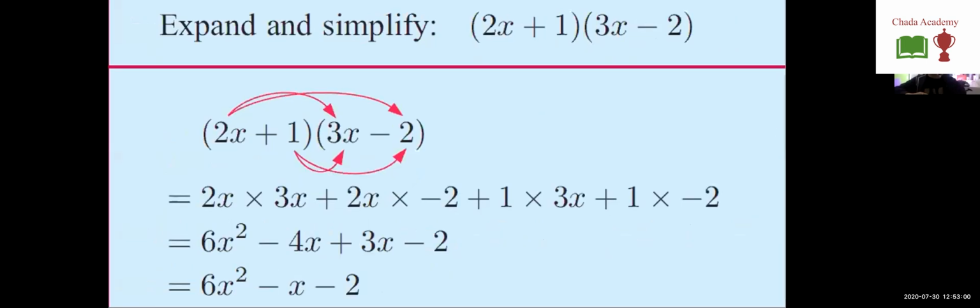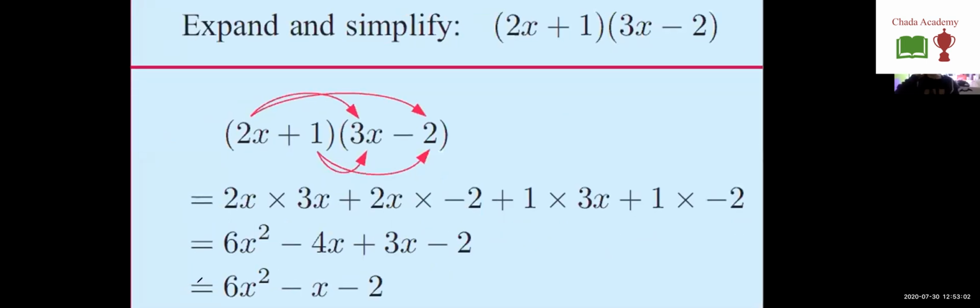This is the last answer: 6x2 minus x minus 2, the expanded form. And of course, we can use this in many other forms. Let's see other examples. I like to give you examples because that's how you can understand. Without examples, you can't see it.